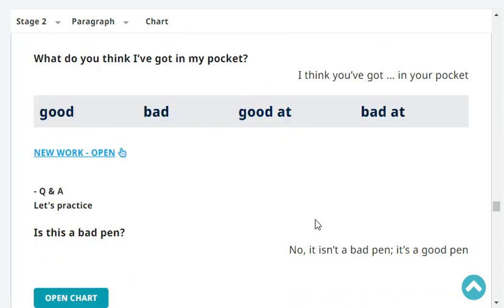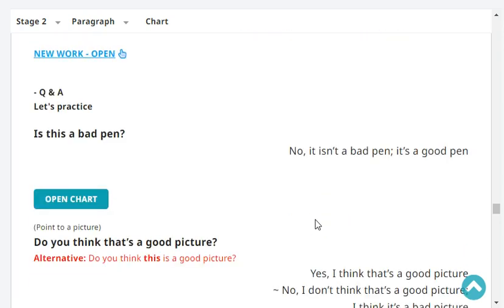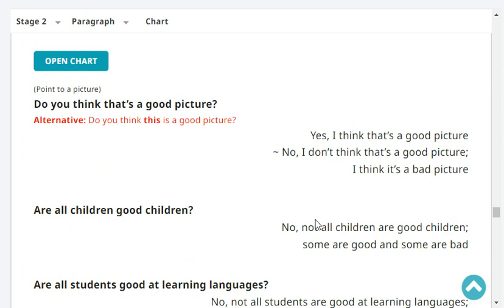Is this a bad pen? No, it isn't a bad pen. It's a good pen. Very good. Do you think that's a good picture? Yes or no? Yes, I think it's a good picture. That's a good picture.